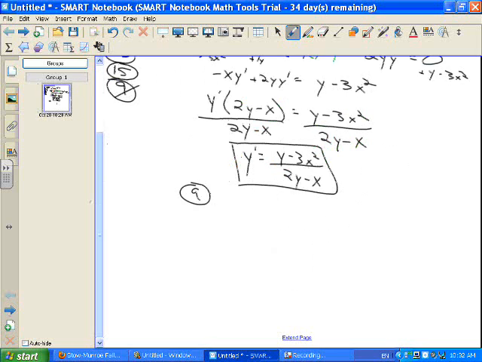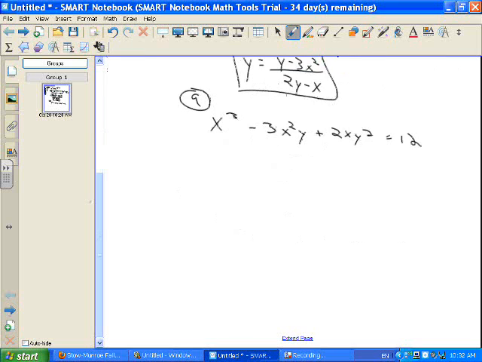Right. X cubed minus 3x squared y plus 2xy squared equals 12. Now I can take the derivative of this thing, the first one with respect to x, that's easy, 3x squared. Now the next one, I have to break it up into two parts. So the derivative of the first with respect to x is going to be -6x, right, times the second left alone, plus first left alone, times the derivative of the second.